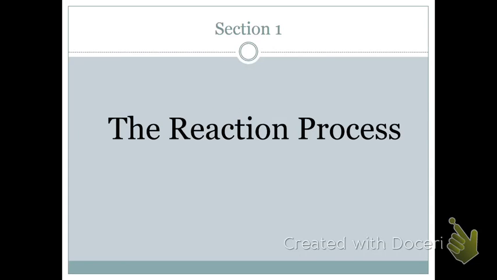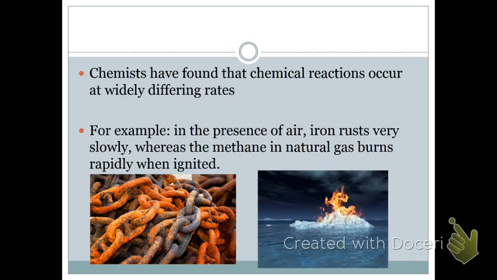We're going to talk about the reaction process first, and when we are talking about kinetics, we're basically talking about the rates at which reactions happen, because some reactions happen very quickly and some are very slow. In this example we have iron rusting, which takes time, and you of course know that natural gas burns very quickly when ignited. Those are the differences in their reaction rates. So that is what chemical kinetics is: the study of rates.